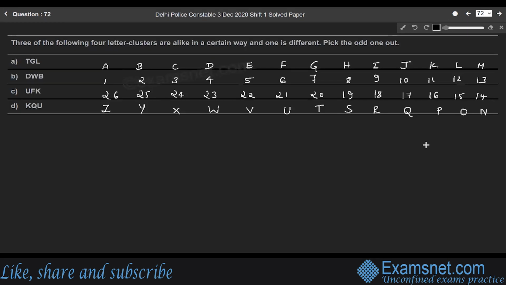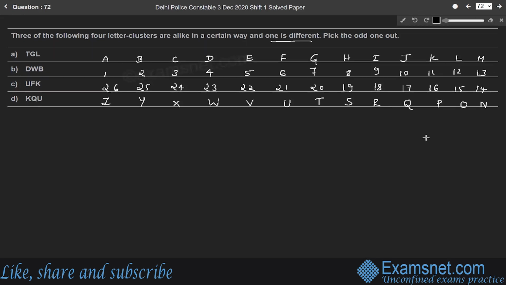Question 72. Three of the following four letter clusters are alike in a certain way and one is different. Pick the odd one out. Here positional values of the alphabets are used. Look at option A, T, G, L. Positional value of T is 20. Its opposite letter is G. So G is opposite to T. Positional value of G is 7, plus 5 is 12, which is the positional value of L.